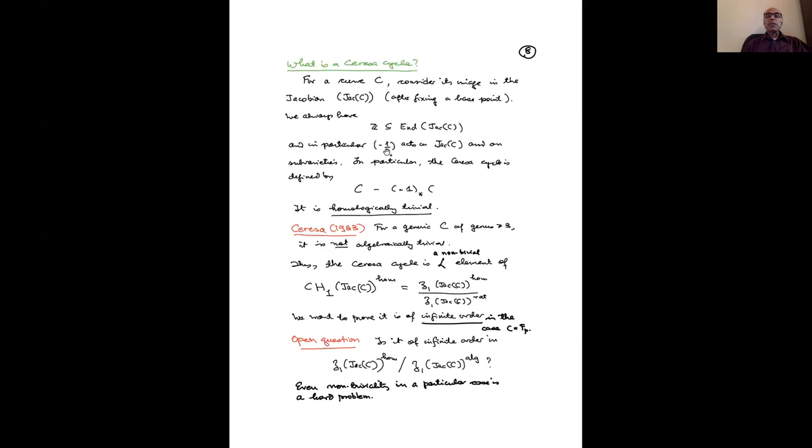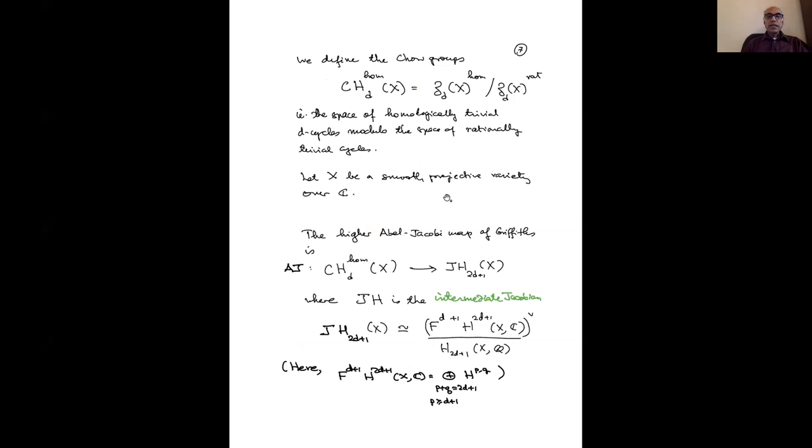And in particular, I can multiply by minus one. So I look at the endomorphism given by minus one, and I look at its action on C. It acts on points, but it also acts on cycles. So here's the cycle C that has already been embedded in Jac(C), and I look at the action of minus one. It turns out whether I'm dealing with C or (-1)*C, in homology they look the same. Therefore, the difference is homologically trivial. That's good because we said we're looking at homologically trivial cycles. So this is the Ceresa cycle. It's a homologically trivial cycle.